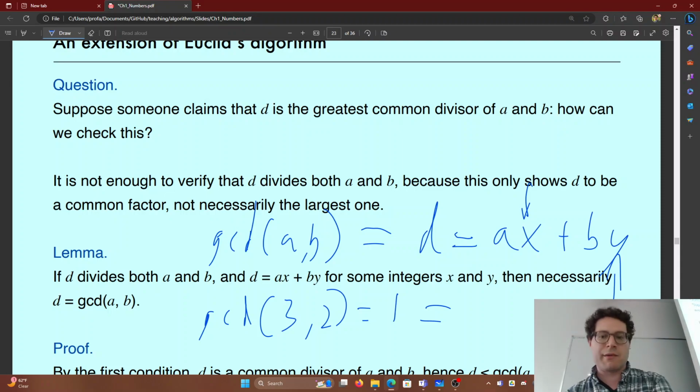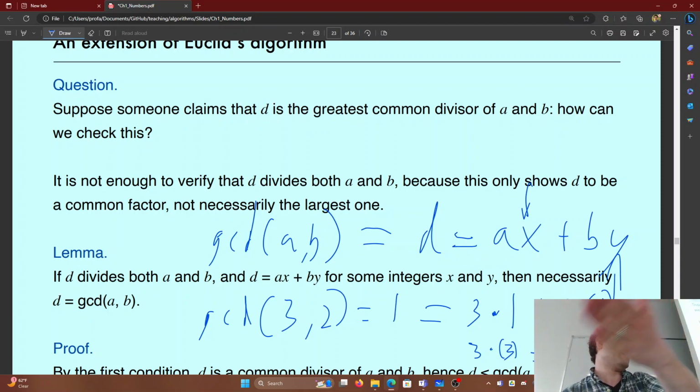It's the greatest common denominator, and we can express this in the form of 3 times 1 plus, and now B is 2, times negative 1. So X and Y don't have to be positive. But to show you that they're not unique, we can do 3 times 3 plus 2 times negative 4, which is 9 plus negative 8.